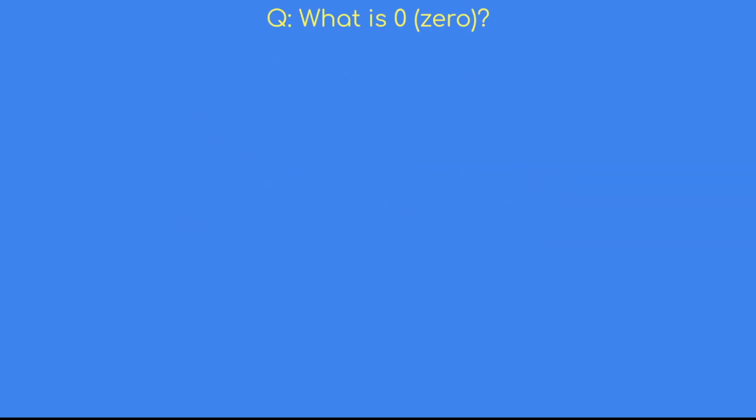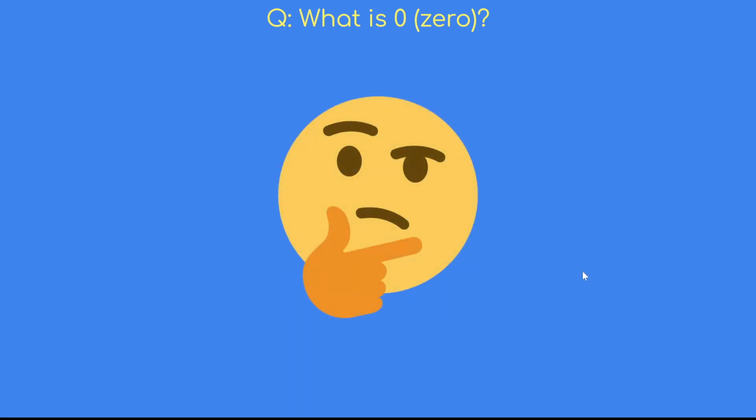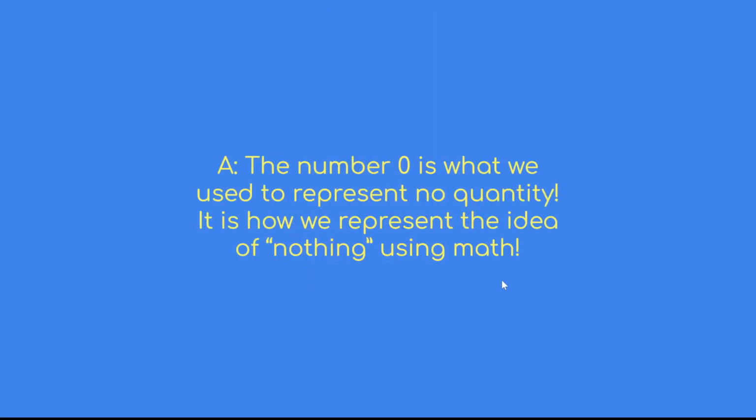So, before we proceed, let's think about what the number 0 actually represents. I'll give you 10 seconds. You can pause the video if you want to take longer, but here we go. 10, 9, 8, 7, 6, 5, 4, 3, 2, 1. Well, let's see the answer.